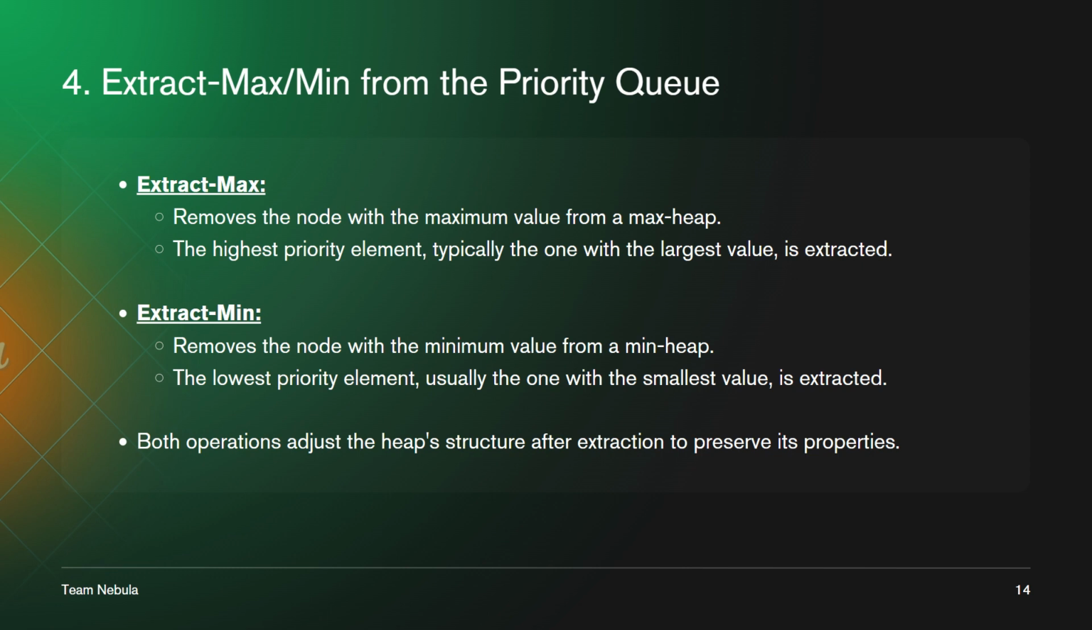Here is the simple way to understand it. With extract max, you take out the highest priority element, the one with the largest value from a max heap. With extract min, you do the same but for the min heap, extracting the lowest priority element, the one with the smallest value. In both cases, the extracted element is removed from the heap and the structure of the heap is adjusted accordingly to maintain its properties.